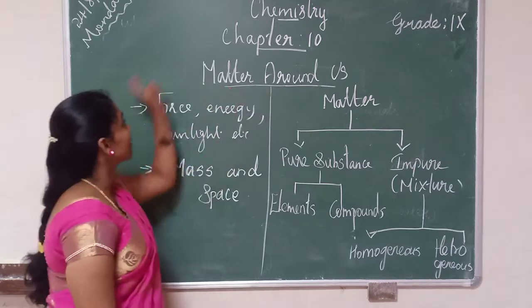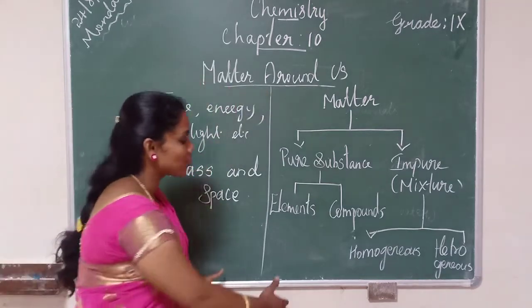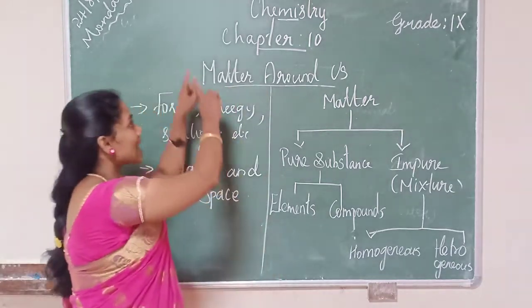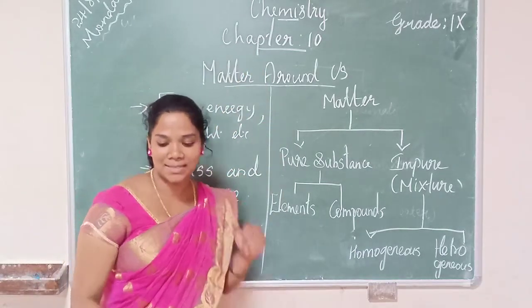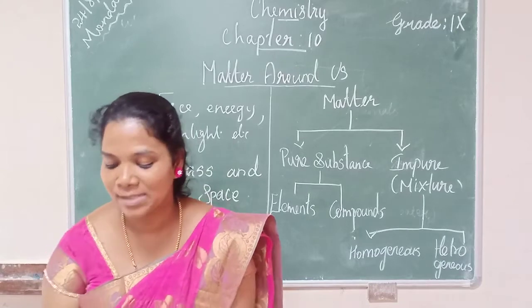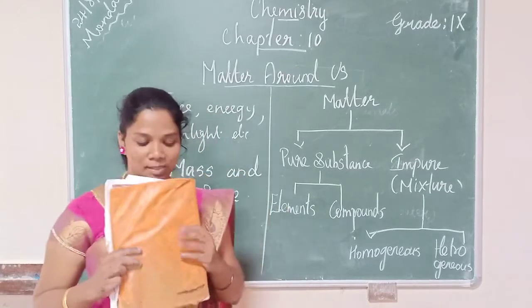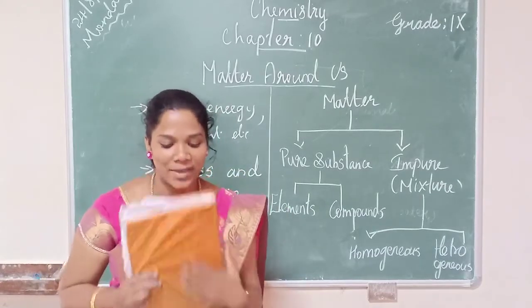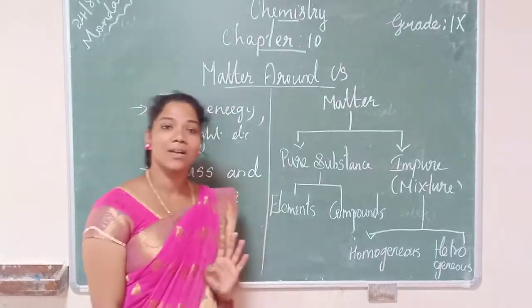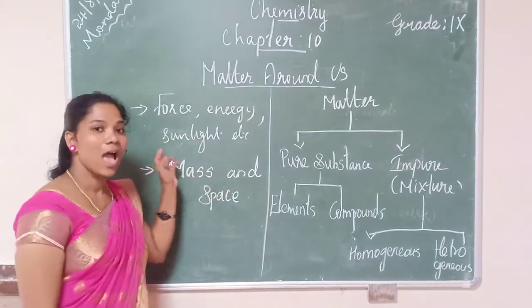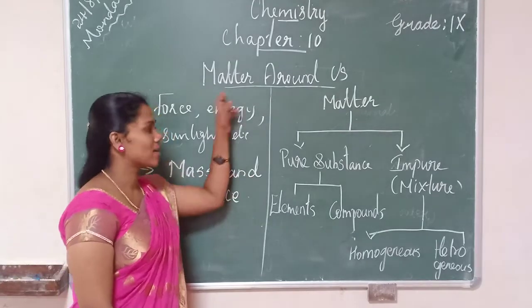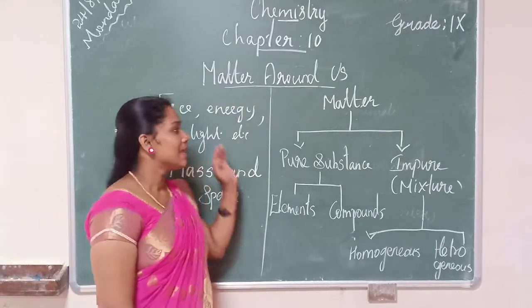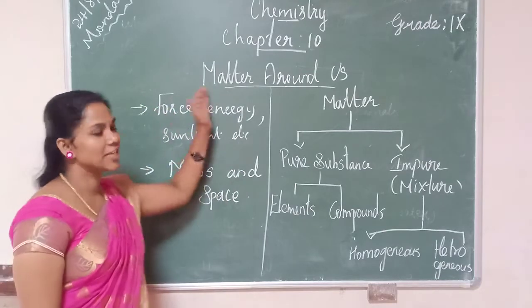Okay. For example, you can see this blackboard itself. See, this blackboard has its own mass and it occupies some space. So this blackboard can also be called matter. For example, you can see this book. This book has its own mass and it needs some space, isn't it? So this is also considered matter. So both living things and non-living things, if they possess mass and space, are called matter. Okay.